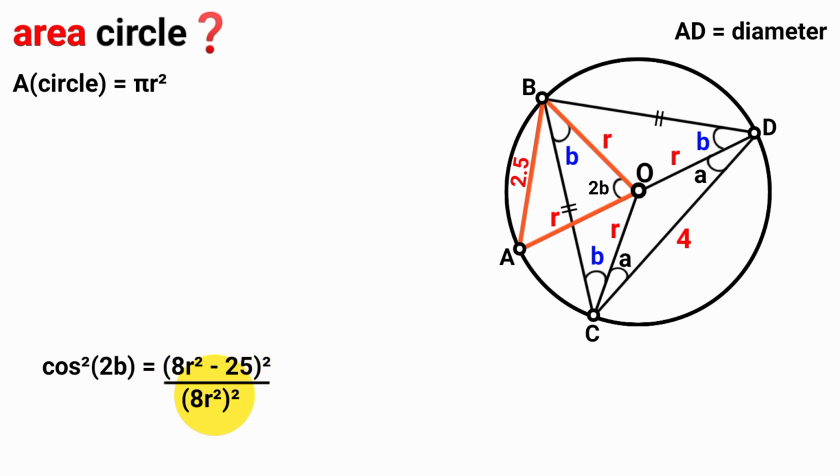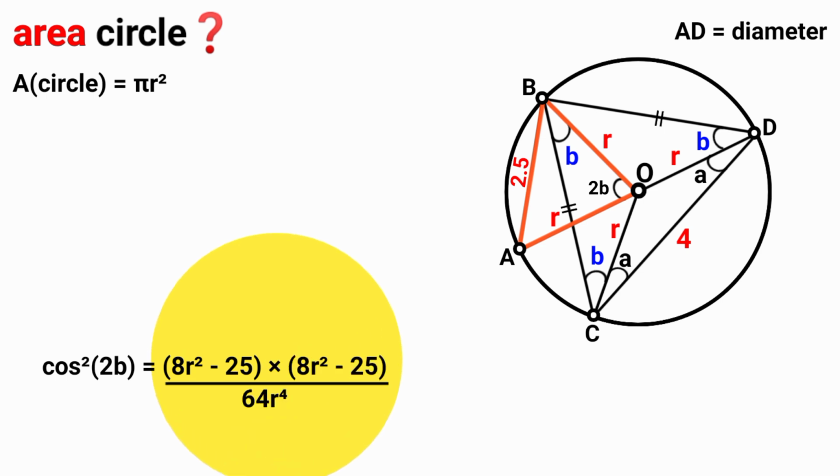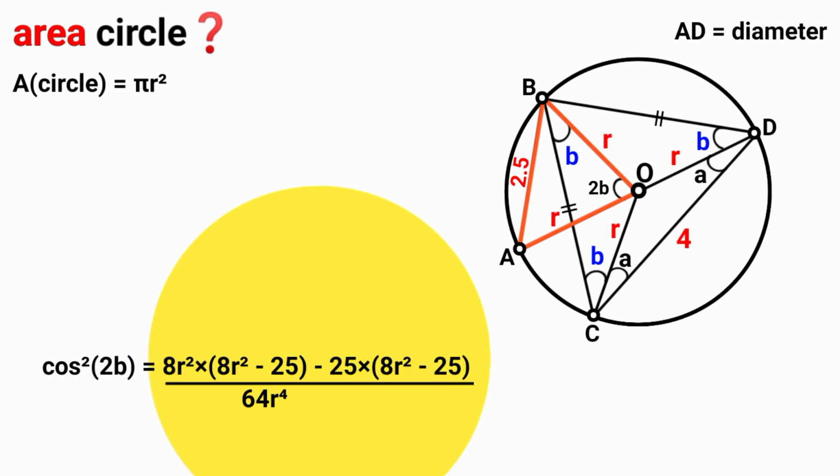Here 8r squared all squared is 64r raised to the power 4. 8r squared minus 25 all squared is 8r squared minus 25 times 8r squared minus 25.